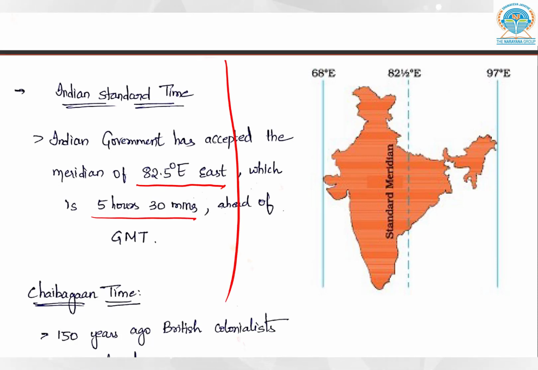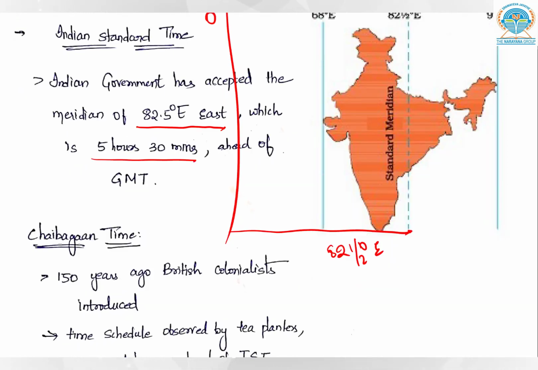So we know, right, somewhere at 0 degrees we have the Greenwich meridian, which is the standard meridian. From here, the central meridian of India is 82.5 degrees east. How do you know it is exactly 5 hours and 30 minutes? We know, right, for every 15 degrees, it takes 1 hour. So you calculate how much it takes for 82.5 degrees, you will get 5 hours and 30 minutes.